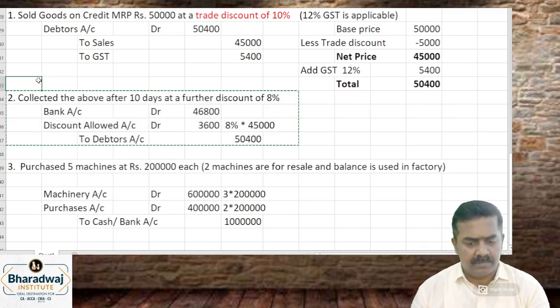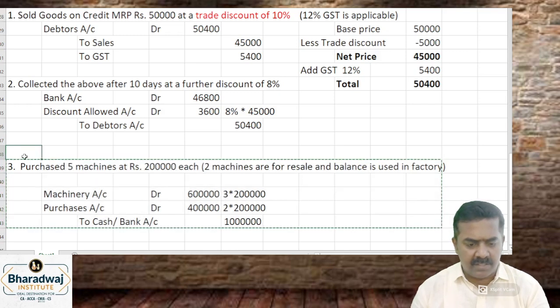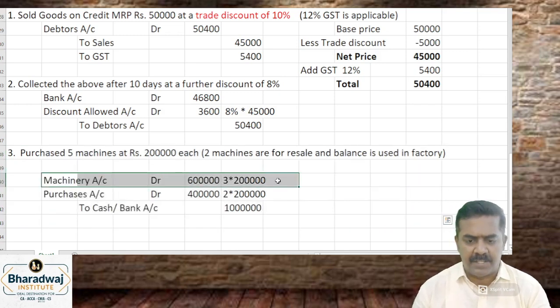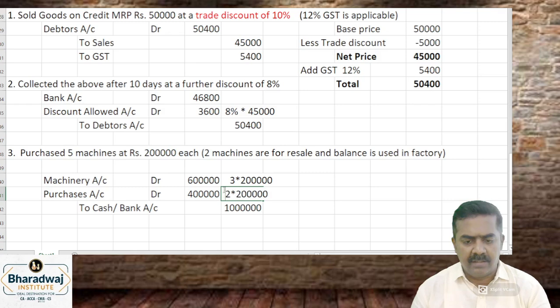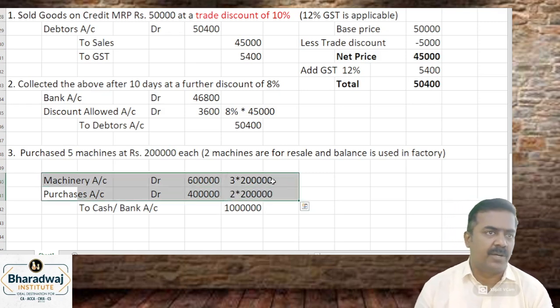Any doubt in it? Asset purchased goes to balance sheet. It's a capital expenditure that goes to balance sheet. 3 machines into 2 lakhs. Then goods purchased goes to trading account. Goods purchased goes to which account? Trading account, nominal account.